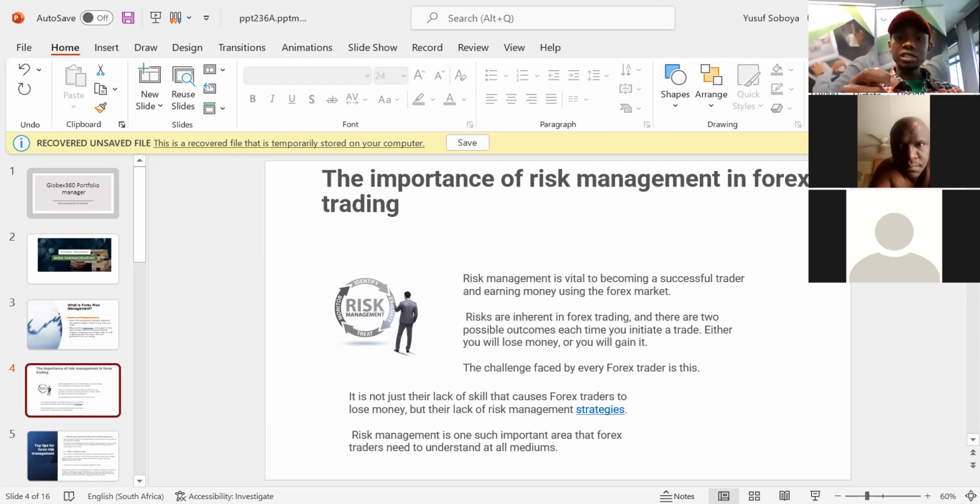So the importance is to understand risk management, to understand how much risk we should apply and how we should strategize when we are trading. Risk management is one such important area that Forex traders need to understand at all times.